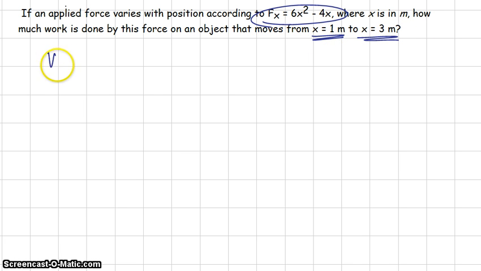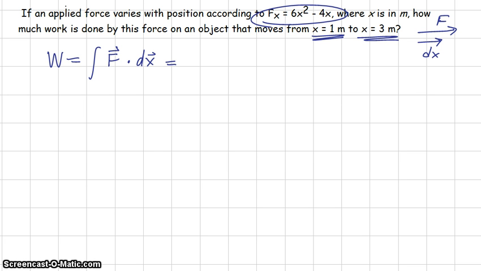So the definition of the work by a variable force is the integral of the force vector function dotted with the dx displacement vector. And so what we have here is a force that is in the x direction and a displacement that is also in the x direction. So the angle between the two of those is 0.